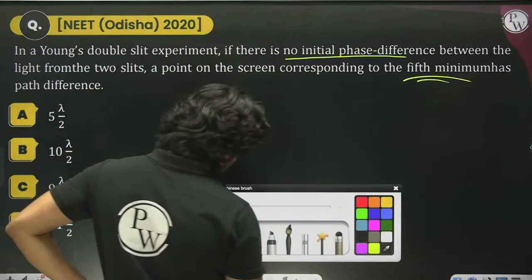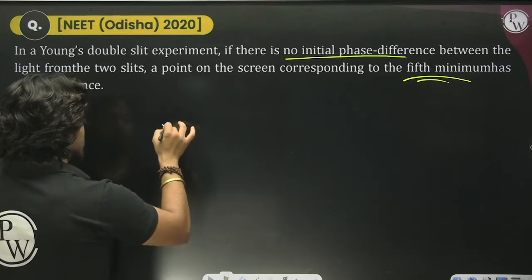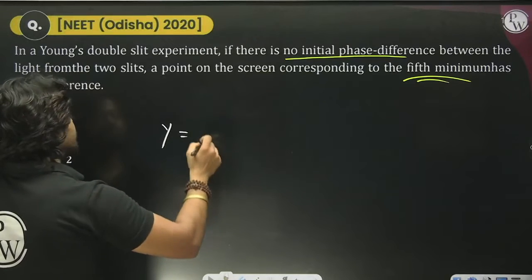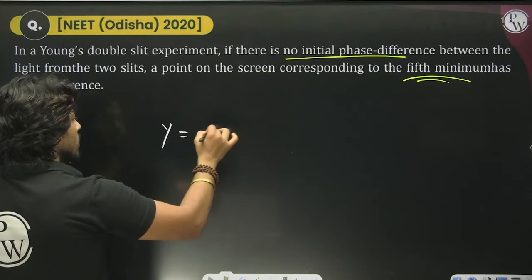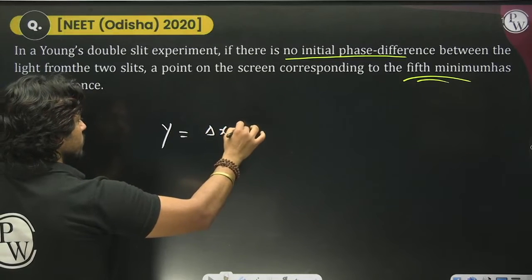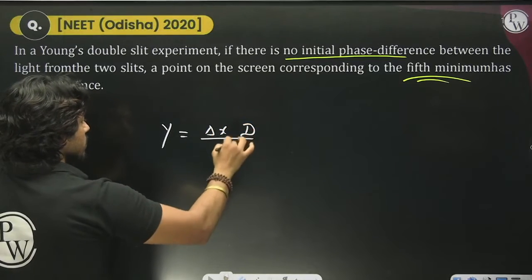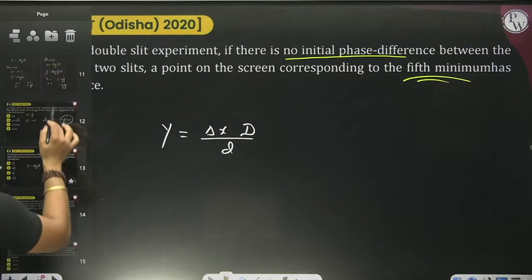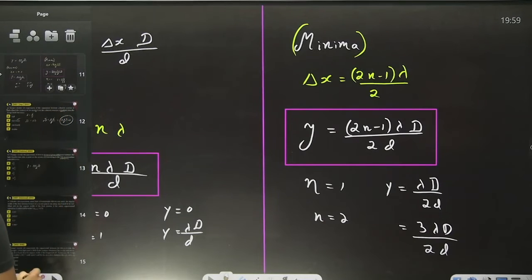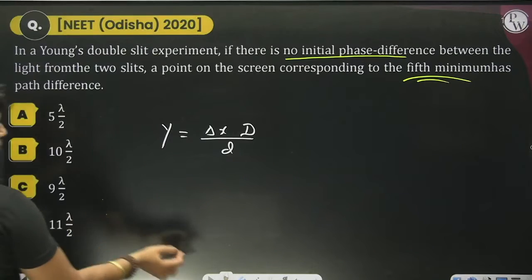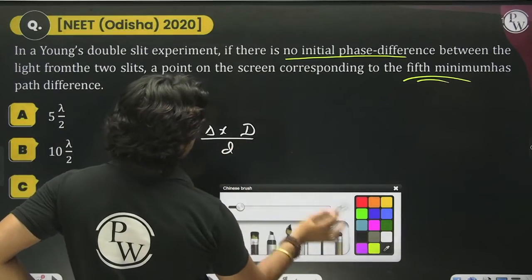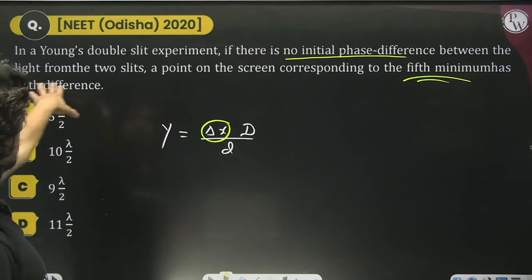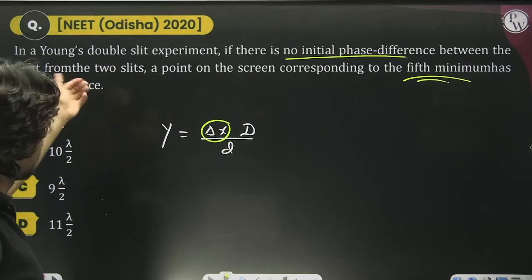Now they are talking about the path difference. So what is the expression for path difference corresponding to maxima or minima? We write that y equals delta x times D by d. Definitely yes, this is what we have written. Now what we need to find out is the path difference, has a path difference of how much?